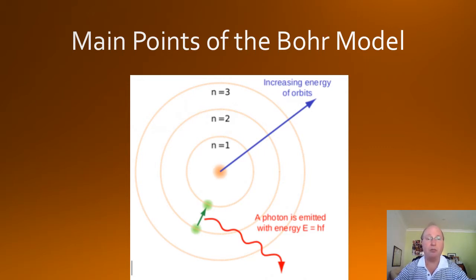This is consistent with the law of conservation of energy, which states that energy can neither be created nor destroyed, only transformed from one type of energy into another. Energy is conserved because the absorbed or emitted photon energy is equal to the energy difference between discrete electron energy levels.